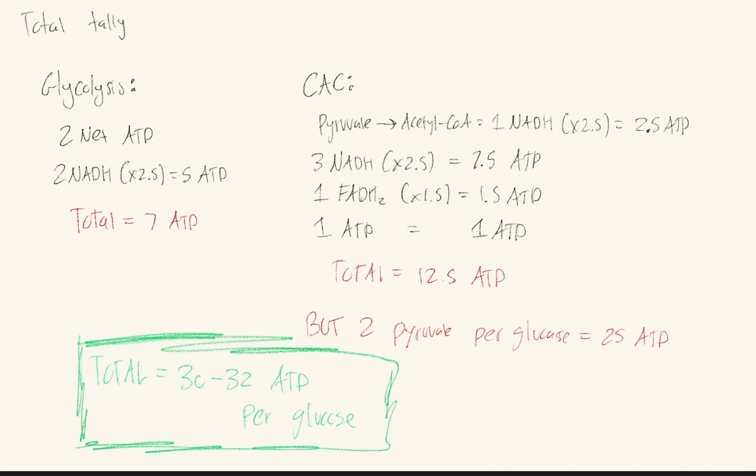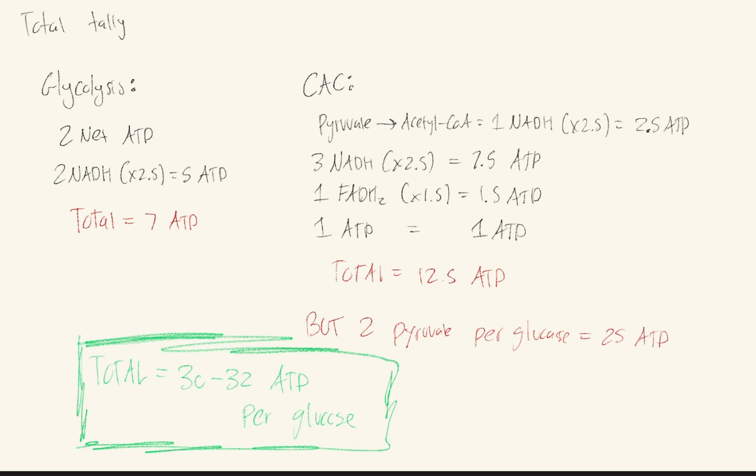In the citric acid cycle, we are getting 1 NADH from the production of acetyl-CoA by pyruvate, which results in 2.5 ATP. We had 3 NADH and 1 FADH2 made in the actual citric acid cycle, totaling 7.5 and 1.5 respectively. And then we directly made 1 ATP from our conversion of succinyl-CoA to succinate. And so this means we have per pyruvate molecule 12.5 ATP. But 2 pyruvate molecules come from 1 glucose, which means 1 glucose results in 25 ATP in the citric acid cycle. When you add these two numbers together, you get around 30 to 32 ATP per glucose.